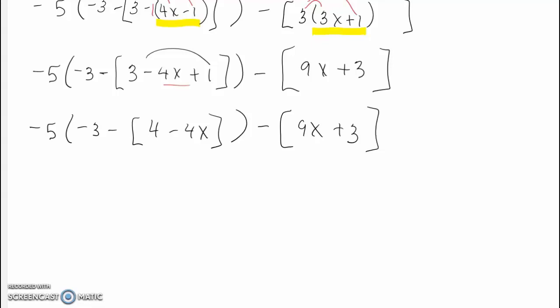It's working inside and then outer. Inner first, then outer parentheses or brackets. Again, parentheses are the same as brackets. They perform and mean the same thing. All right, what can we do now?